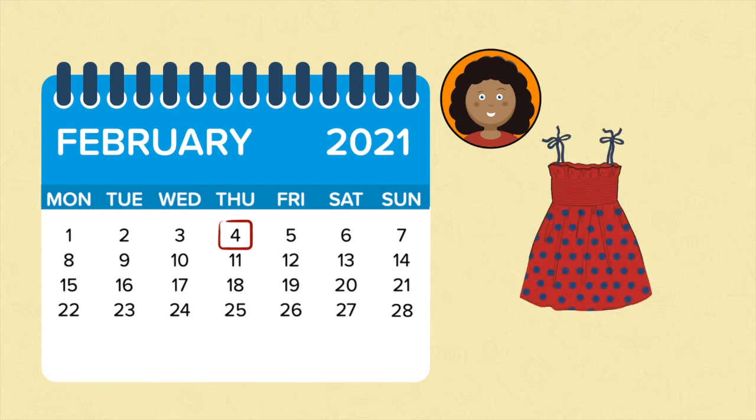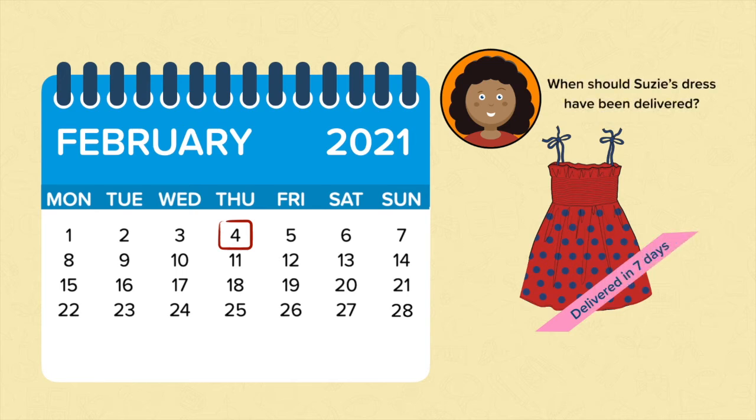On the 4th of February, Susie bought a new dress online to wear to the school disco. The website said that the dress would be delivered in 7 days. When should Susie's dress have been delivered? If we count on 7 days, we get to Thursday, the 11th of February. This is when Susie's dress should have been delivered.